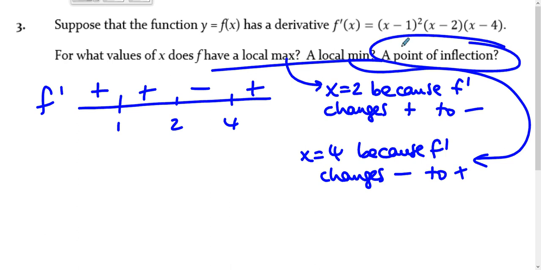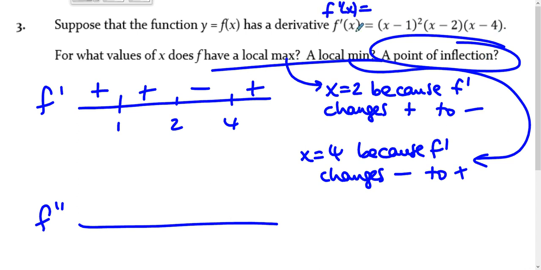But then there's this business, point of inflection. And to have a point of inflection, you have to have some sort of f double prime chart, and signs have to change on f double prime. Well, how do you get f double prime? You take the derivative of this. Just to make things easier on me, I'm going to write f prime as x squared minus 2x plus 1, that's this part, and x squared minus 6x plus 8, that's this part.